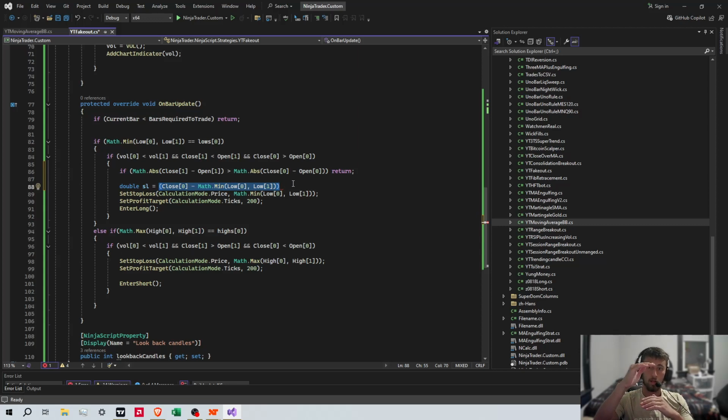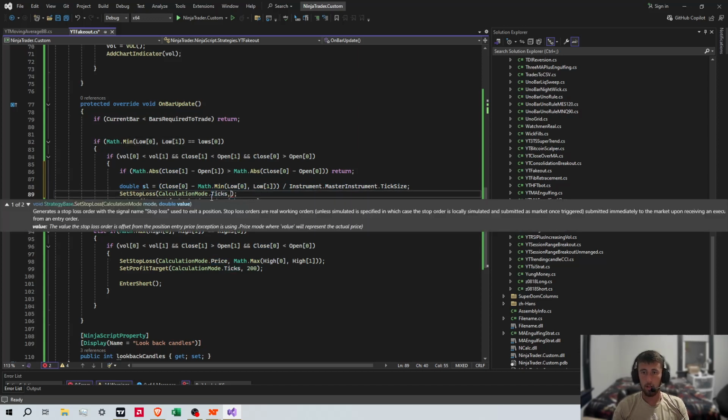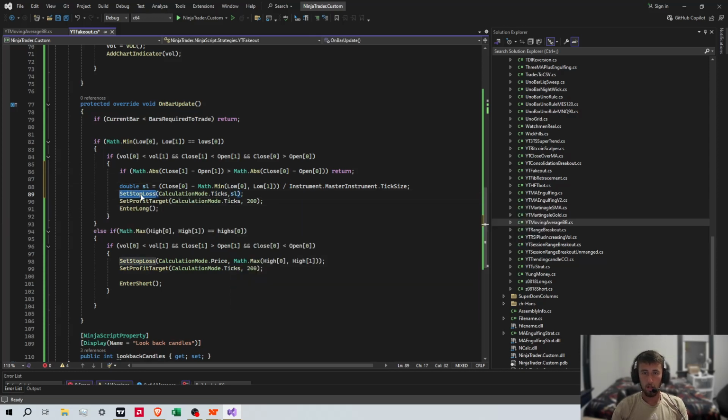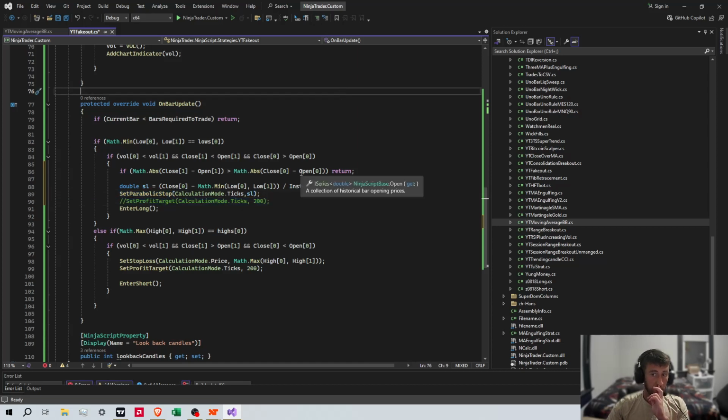But it's in points. So say we entered at 100, our stop loss is set to price of 99, and now we're 1 point. So then 1 point would be 4 ticks. So we're going to divide by instrument.master instrument.tick size. So if tick size is 0.25, right, we get 1 point divided by 0.25, which is 4 ticks, which is correct. And then we can change this to ticks, put it in stop loss, and it's set parabolic stop, and we want no take profit.